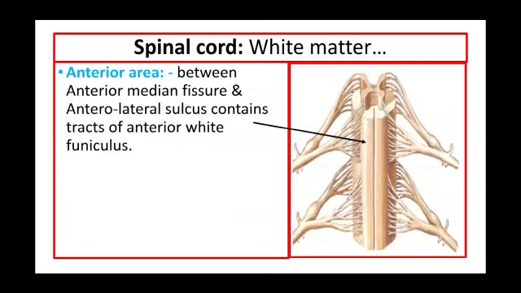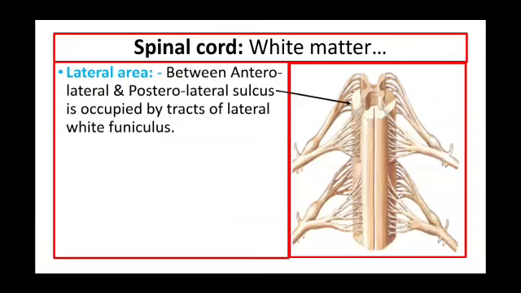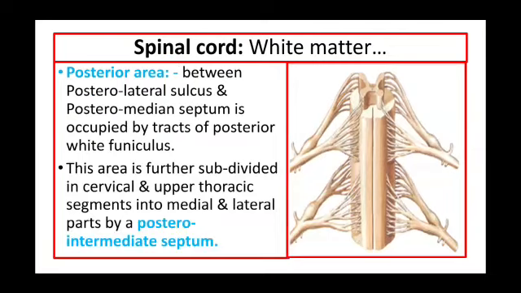The anterior area lies between the anterior median fissure and the anterolateral sulcus, so it contains the tracts of the anterior white funiculus. The lateral area, which lies between the anterolateral and the posterolateral sulcus, is occupied by the tracts of the lateral white funiculus. The posterior area between the posterolateral sulcus and the posterior median septum is occupied by the tracts of the posterior white funiculus.